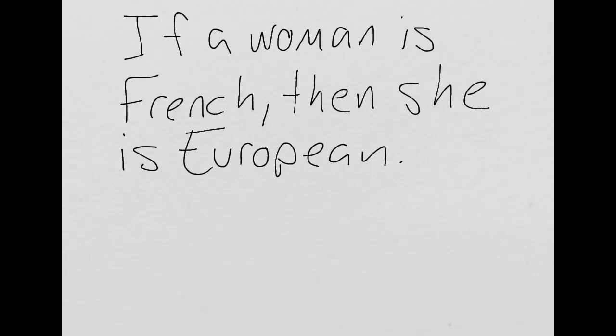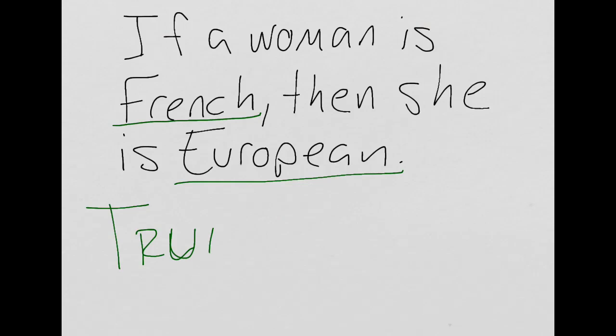Let's take a look at some examples where we are trying to find the truth value of a conditional statement. So for the first one, let's say we're given this statement here. If a woman is French, then she is European. So we're trying to decide if this is true or false. Well, since French means she's from France, and France is in fact a European country, that means this statement is true, because France is a European nation, so French people are European.